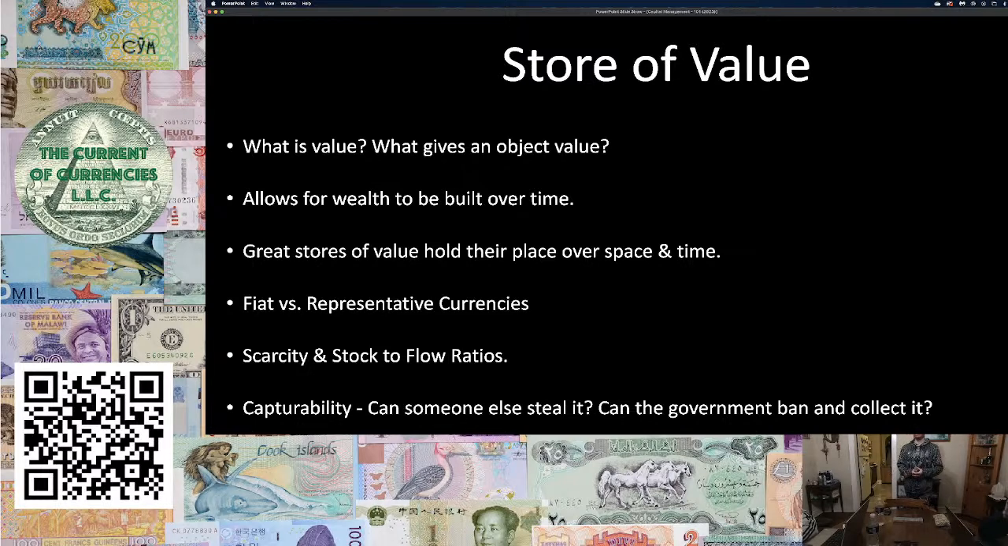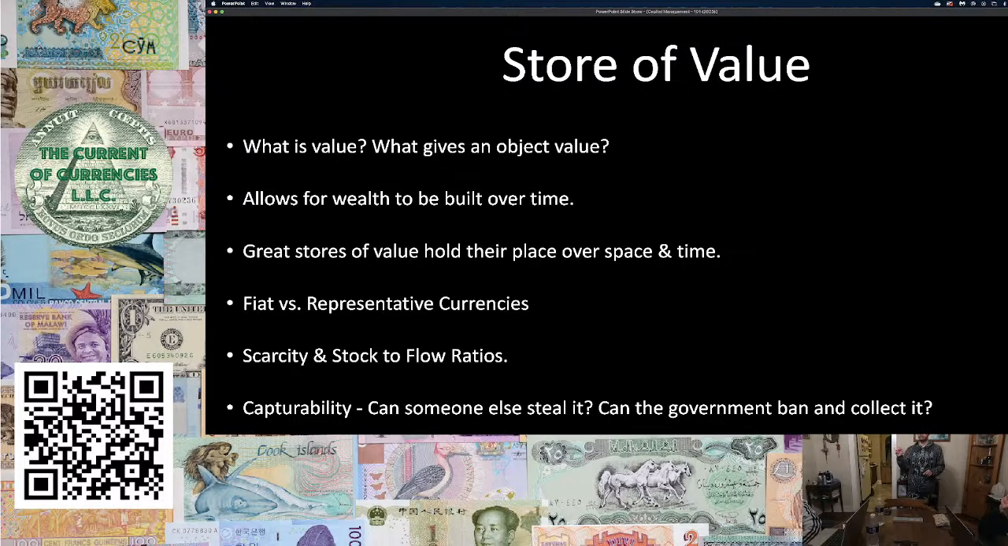It's at a high of over $69,000 per coin, as well as a global monetary system that has now birthed over 25,000 other cryptocurrencies through its own clout, really. So this allows for wealth to be built over time. Great stores of value hold their place in time and space as well, like I was mentioning with unit of accounts. Now there's two different forms of value that we could talk about, and it's a fiat currency versus a representative currency. A fiat currency would be the US dollar, because the value of the dollar is based off of what our government says it is.